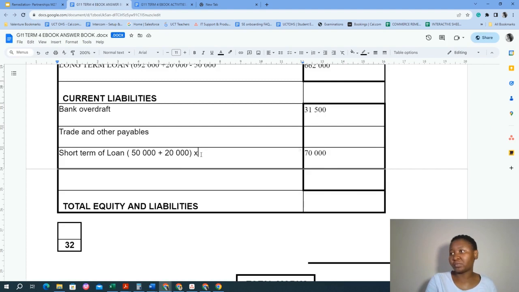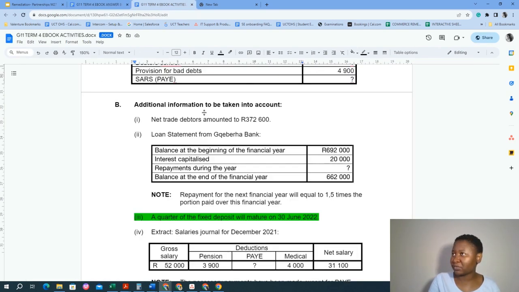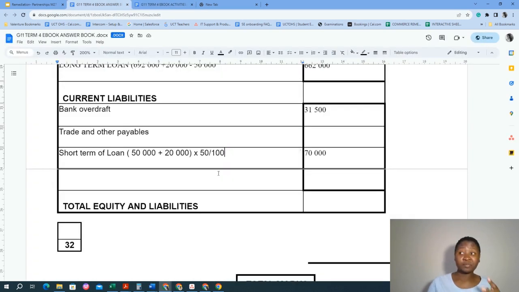This year, we are going to be paying less than what we were paying. You get it? So this means what? This means that we are just going to be paying, what is it? More like 50%. I'm just going to double-check what I'm reading. So the payment for the next financial year will equal 1.5 times the portion paid over the year. So basically, okay, I get it now. It means that we're paying the 70,000, obviously. However, with that said, this year we are actually going to be paying 1.5 times. So it's like 70,000 paid plus 50% of it. So this means what?